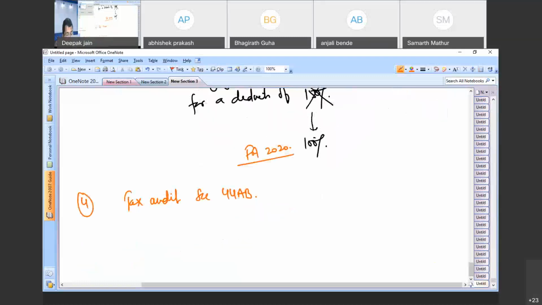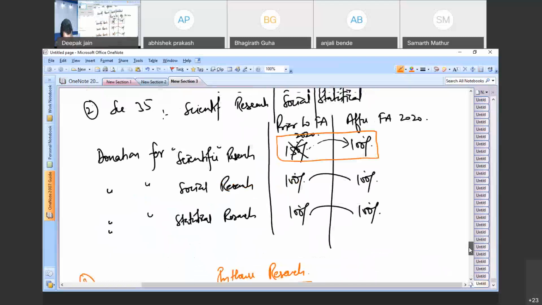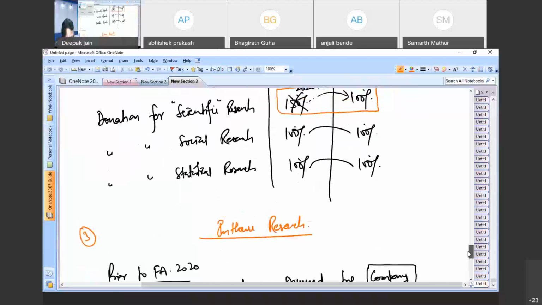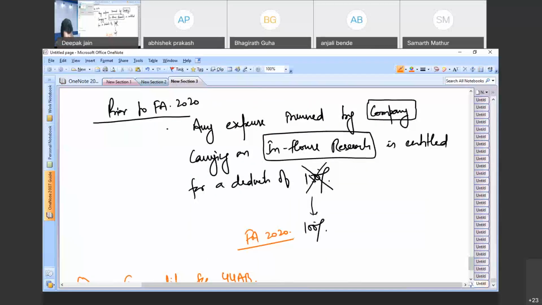Sir, what was the amendment in tax? Third amendment. This one is the third amendment, no? In-house research. Shall I repeat it again? Sir, what was the amendment? Yes. The amendment, beta, is that earlier it was 150, and now it is reduced to 100, no? Earlier 150, now 100% only. Clear? Say yes or no, beta. Yes, sir. Clear, yes, sir.